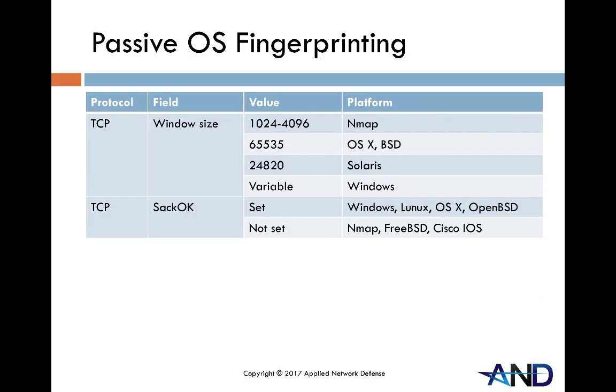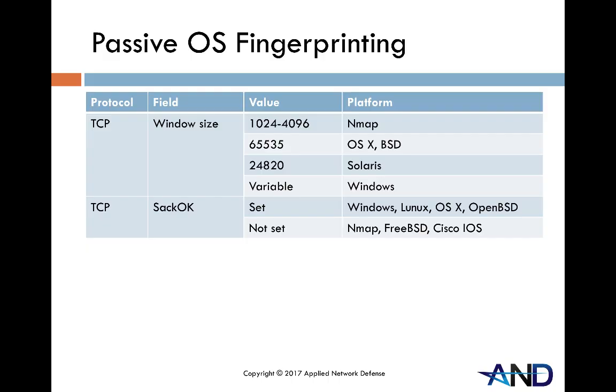A couple more fields. TCP window size is associated with a few different operating systems and platforms. So we see Nmap generally has a window size between 1024 and 4096. OS X and BSD have a very large window size, the maximum size value they can have. Solaris is 24820, and Windows is entirely variable. So you can't always make a sound judgment about whether a packet was sent from a Windows system just looking at the window size field. You have to rely on a couple of different things.